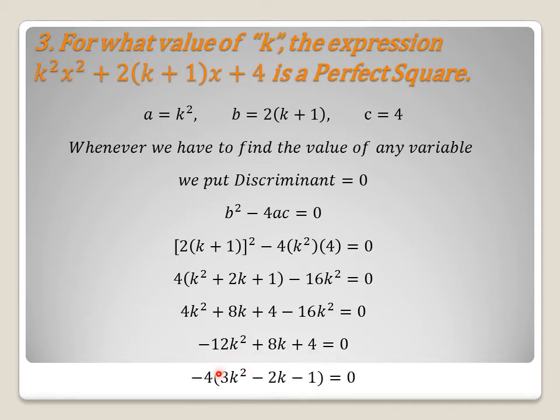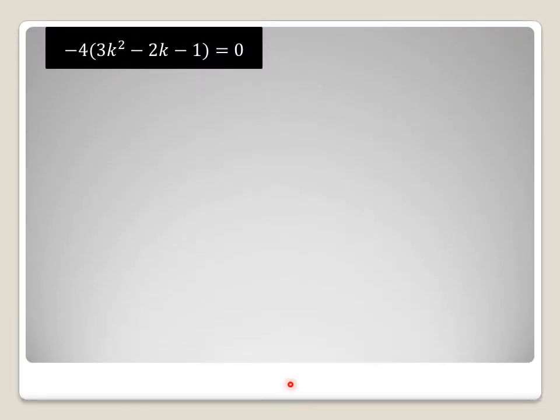We can take minus 4 common from this equation. The remainder inside the bracket will be 3k square minus 2k minus 1. As we have taken the negative sign as the common number, we will change the signs inside the bracket. Plus 8k will be changed to minus 2k, and plus 4 will be changed to minus 1. That was the last step. Now what we have to do? We have to cancel that minus 4. We will take it to the other side of the equation. It will divide with 0 and the answer will be 0. So 3k square minus 2k minus 1 is our equation now.